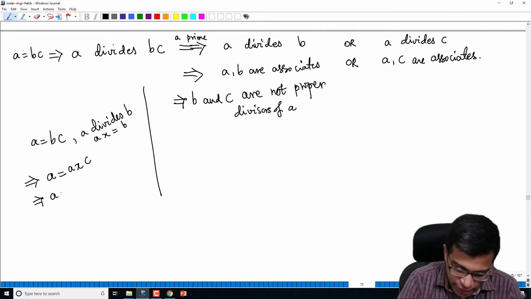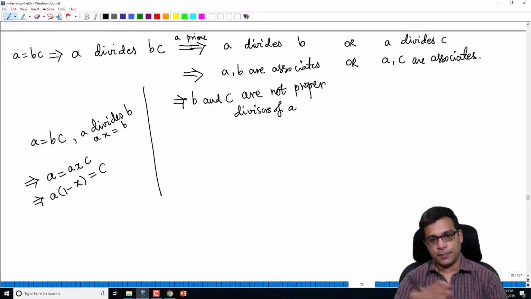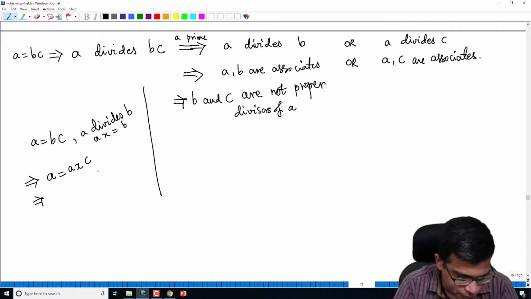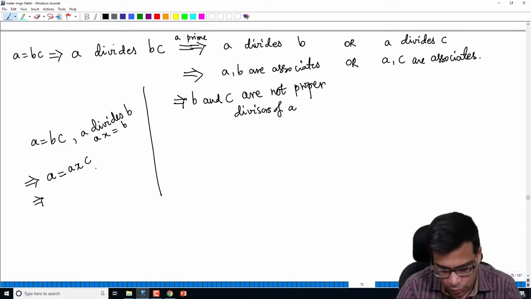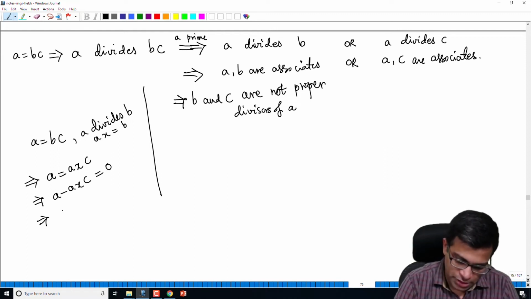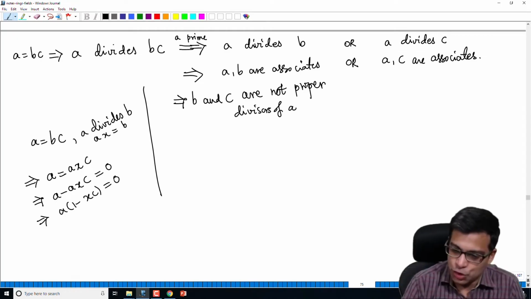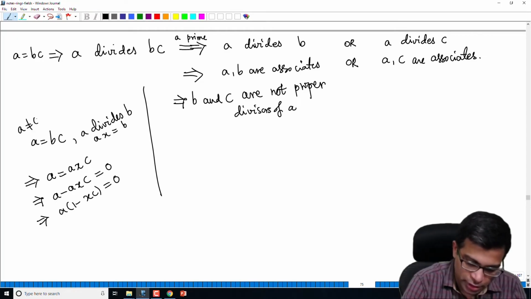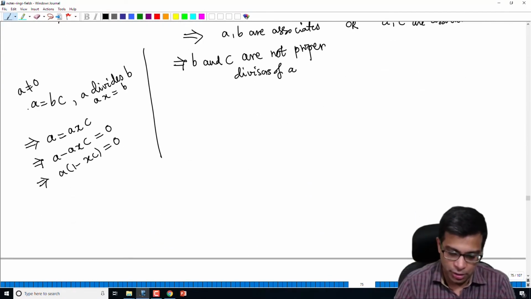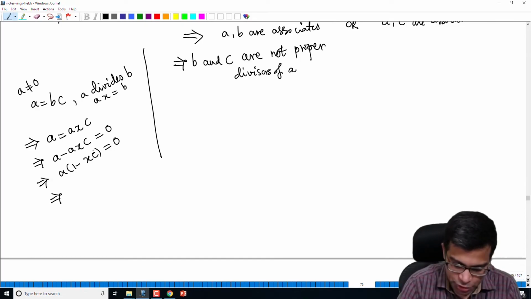That means A times 1 minus X is equal to C. I can just subtract both sides. Sorry, this is not correct. What I should write is A minus AXC is 0. That means A times 1 minus XC is 0. And I'm assuming A is non-zero. That goes without saying, right? If it's a zero element, then it's certainly prime and irreducible, whatever you call it, it's just a convention. But A is not zero.